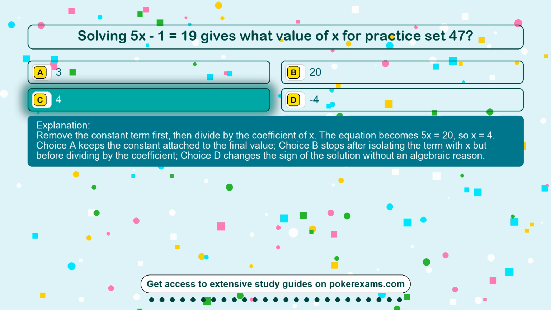Choice A keeps the constant attached to the final value. Choice B stops after isolating the term with x but before dividing by the coefficient. Choice D changes the sign of the solution without an algebraic reason.